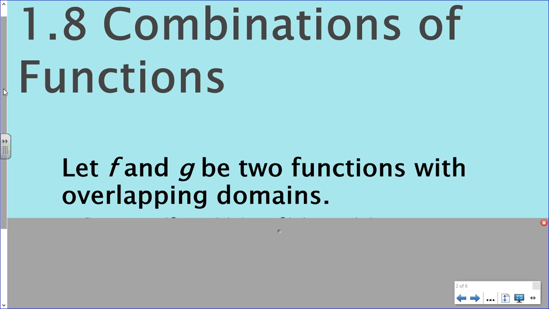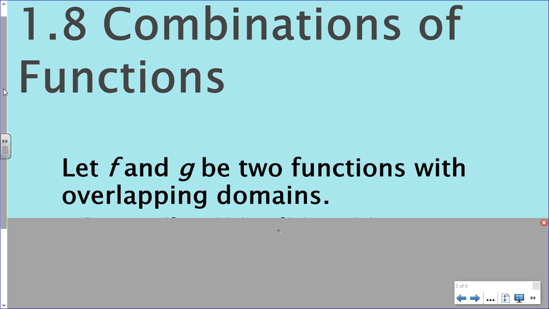We're going to talk about the combination of functions using addition, subtraction, multiplication, and division. In order to be able to add, subtract, multiply, or divide functions, they have to have something in common so that you can plug into both of those functions at the same time. So what I mean by overlapping domains, I'll give you a counter example.